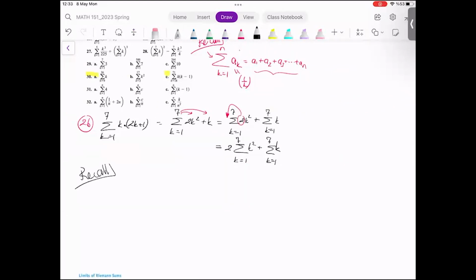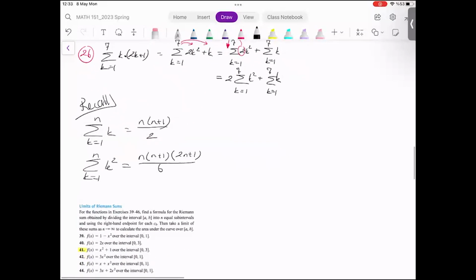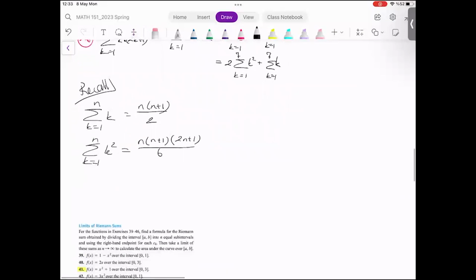Okay, another recall. The sum of numbers from 1 to n has a formula: n times (n plus 1) over 2. Now, the sum of squares from 1 to n has the formula n times (n plus 1) times (2n plus 1) over 6. And maybe we can also put here the sum of the cubes from 1 to n. Its formula is n times (n plus 1) over 2, squared. We mentioned all of those formulas in the lecture video.